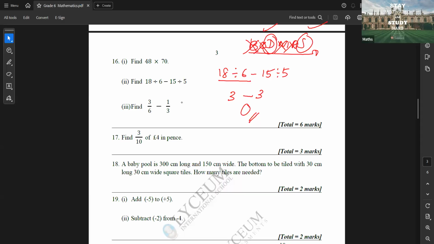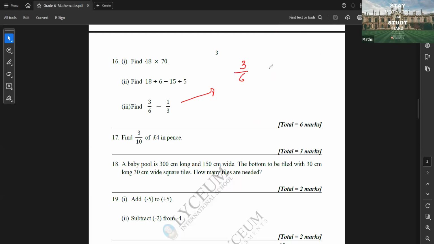Third one, 3 over 6 minus 1 over 3. Different denominator given, so you can make it the same denominator by multiplying by 2 up and down. So which is going to be 3 over 6 minus 2 over 6. So you can subtract, 3 minus 2 is 1, 1 over 6. That's the answer.